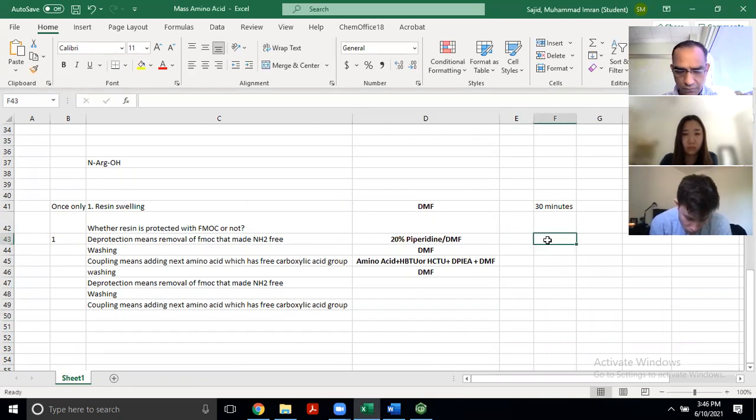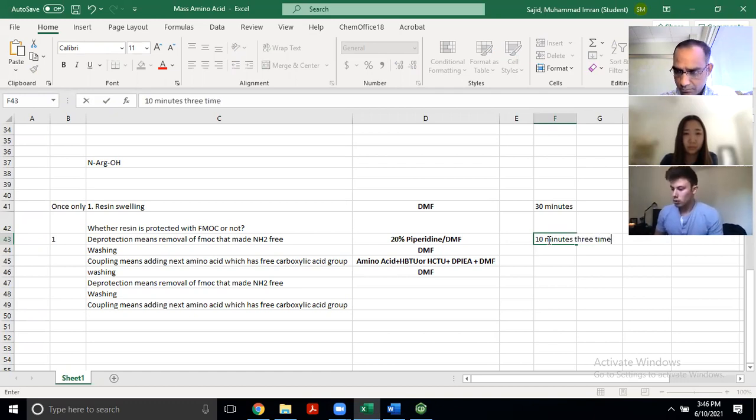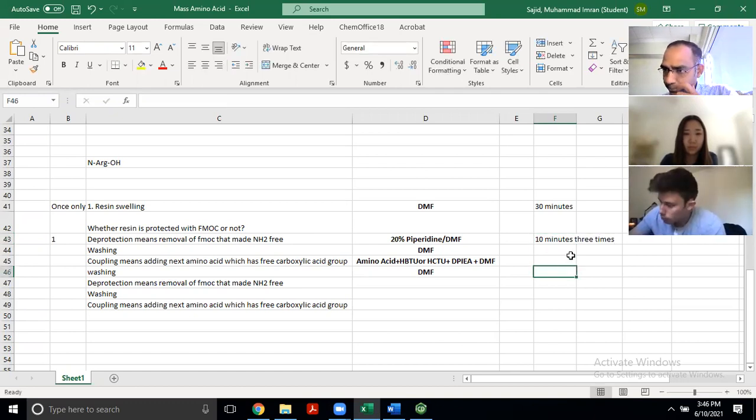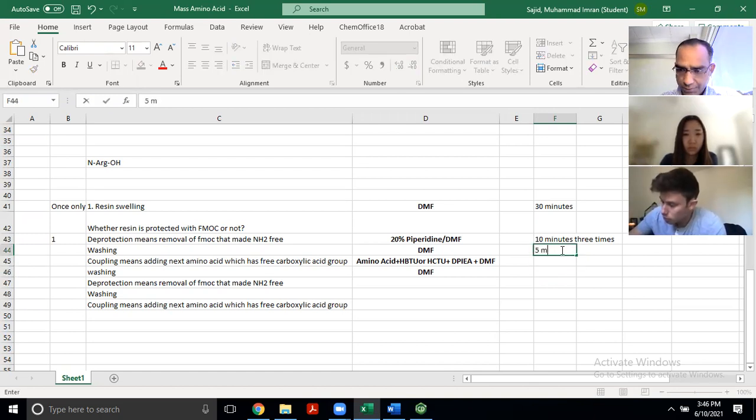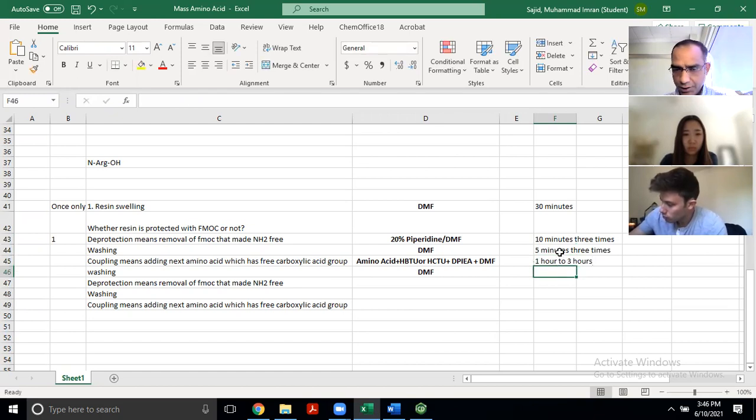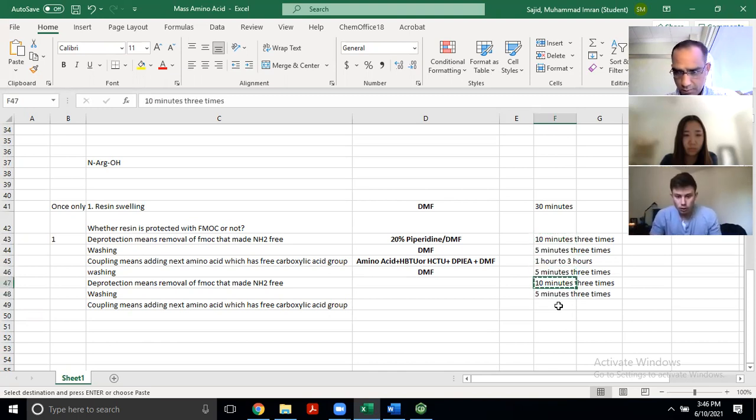So actually, you do it for 10 minutes, 3 times. Okay? And washing, you do 5 minutes, 3 times. And then coupling, you do usually from 1 hour to 3 hours. Then again washing. Washing is the same, copy, and I will paste it here. And then deprotection is the same, Control C, Control V, and then washing is the same, and then coupling is the same.